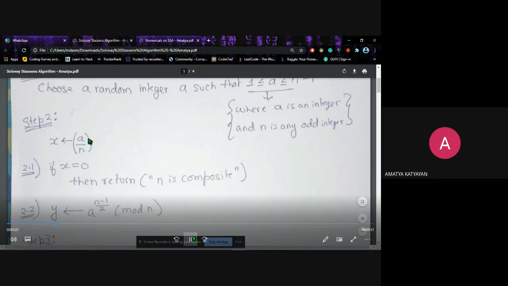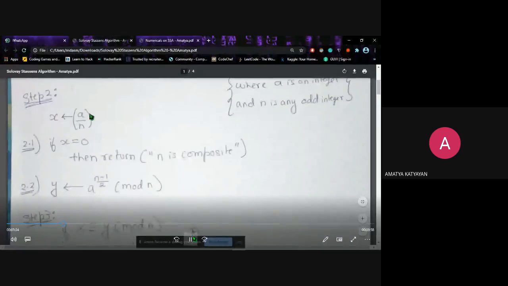And coming to step 2, we take the value of x as (a upon n). This is nothing but a Legendre symbol, assuming n is prime. It could be a Jacobi symbol as well if n is composite. Now if x is 0, then we return n is composite. x comes out to be 0 if a is divisible by n.